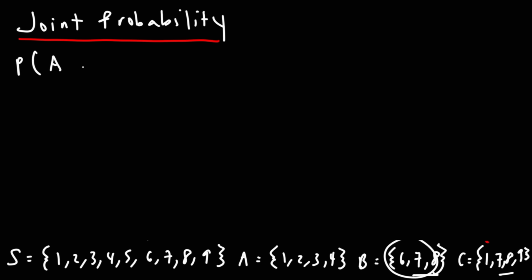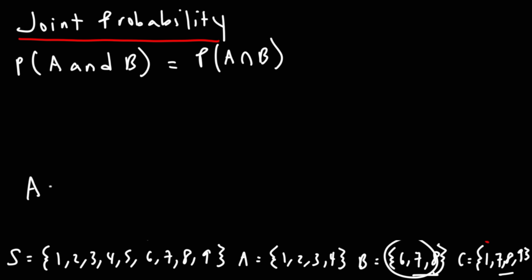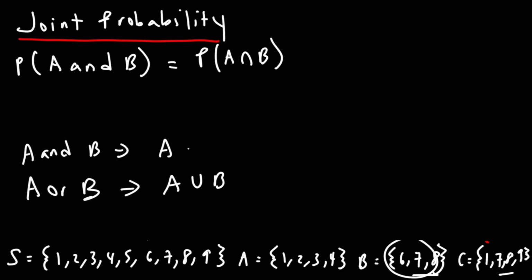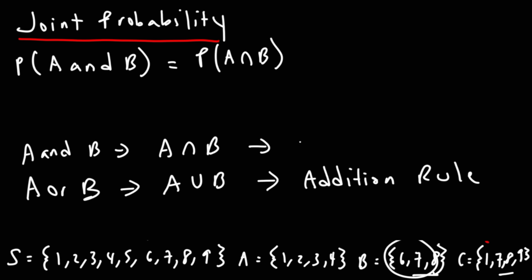And here's how you can calculate it. It's the probability that A and B will occur. In this way, it also represents the intersection, A intersect B. So remember how A or B corresponded to A in union with B? A and B corresponds to the intersection of A and B. Now, A or B is associated with the addition rule. A and B, that's associated with the multiplication rule.